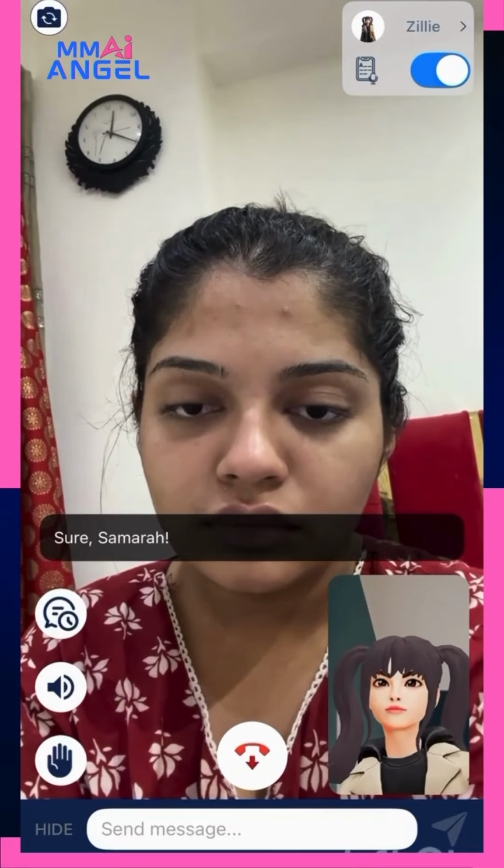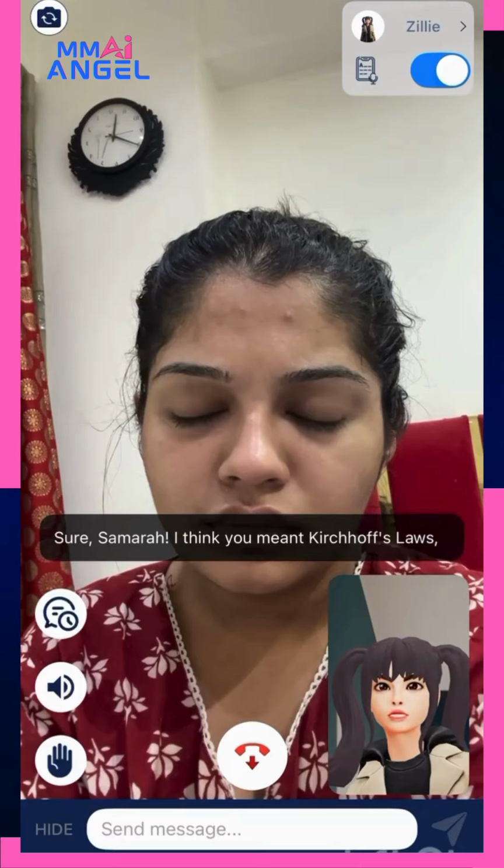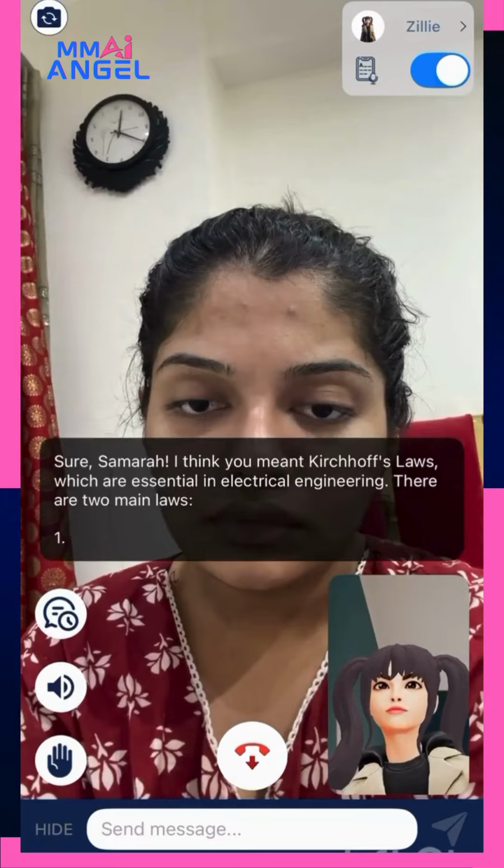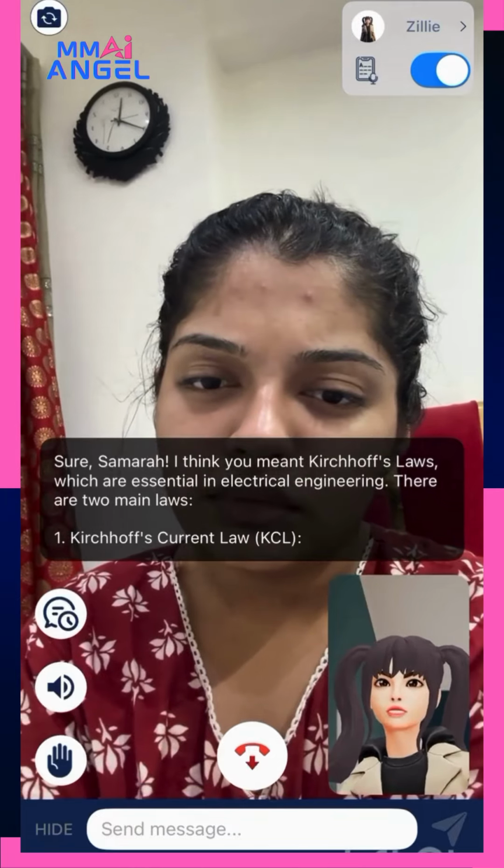Sure, Samaraha. I think you meant Kirchhoff's laws, which are essential in electrical engineering. There are two main laws. One, Kirchhoff's current law, KCL.